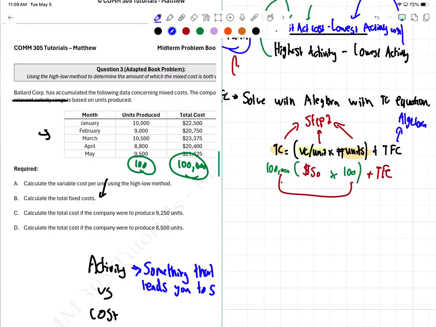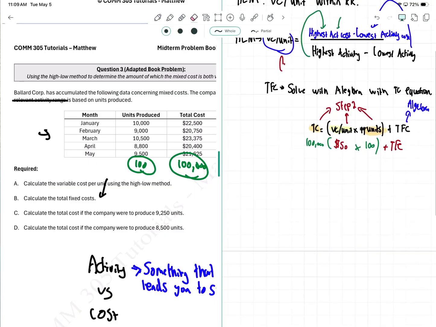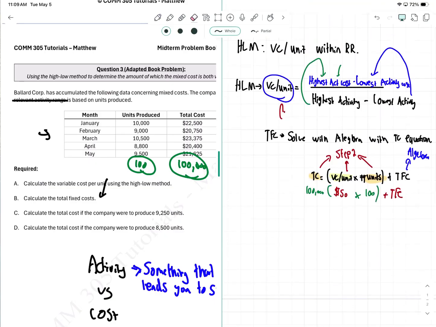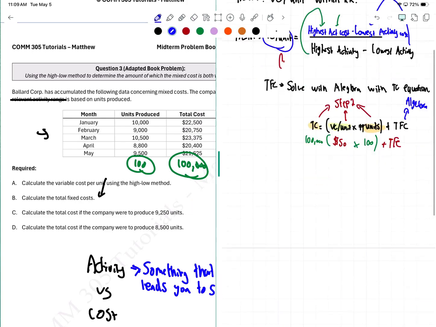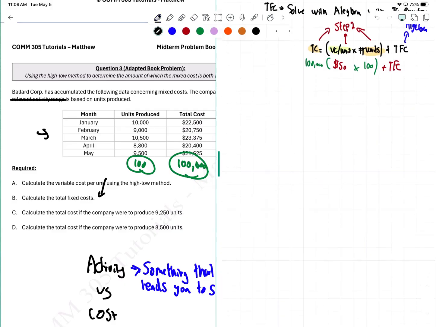You're going to see, high-low method questions are very straightforward on the exam. It's basically a lock-in. So these are the 2 things that we need to solve for with the high-low method. And then, like we did in the previous question, you'll see how to find the cost at different levels of activity towards the end of the question. It's kind of similar to what we did in question 2. We're just going to use our total cost equation. That's it.